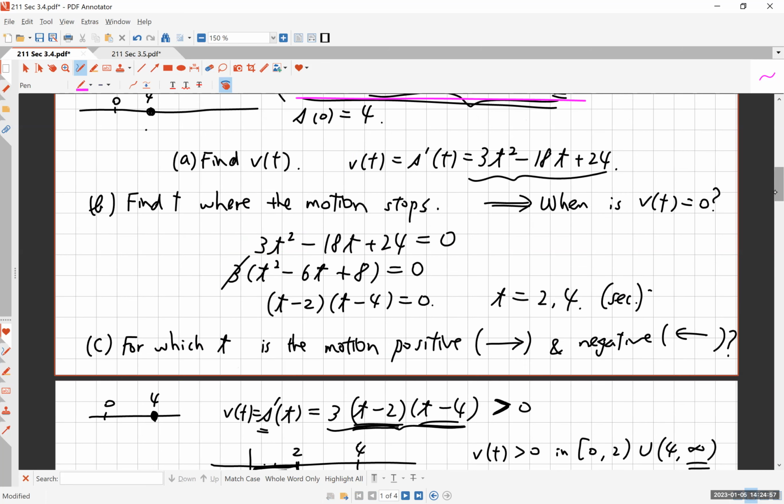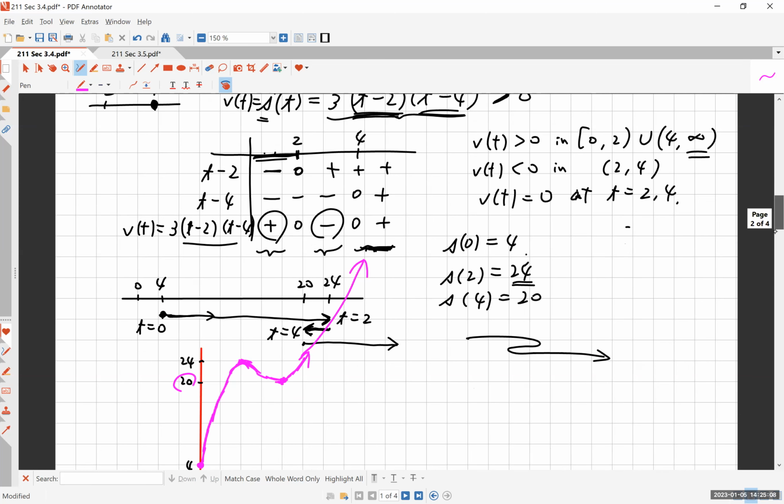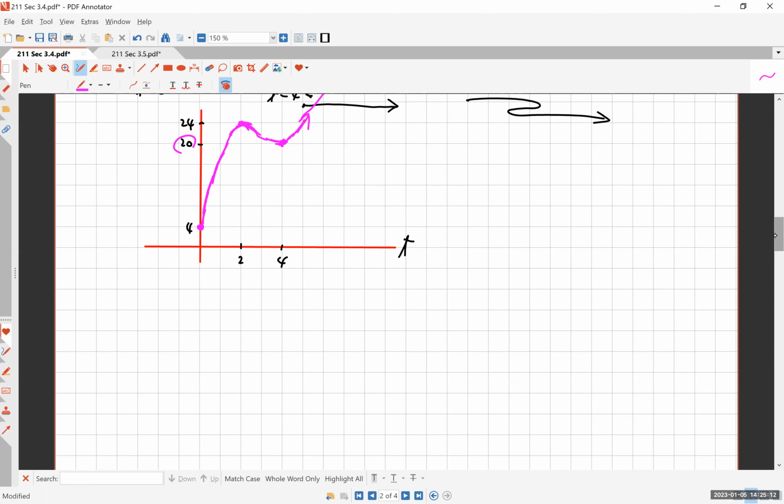So get familiar, get used to finding things like the velocity and the acceleration and the direction. When is the function going up, down, increasing, decreasing? Because these are the questions that we will probably be asking for the next few weeks as we continue to study differential calculus.